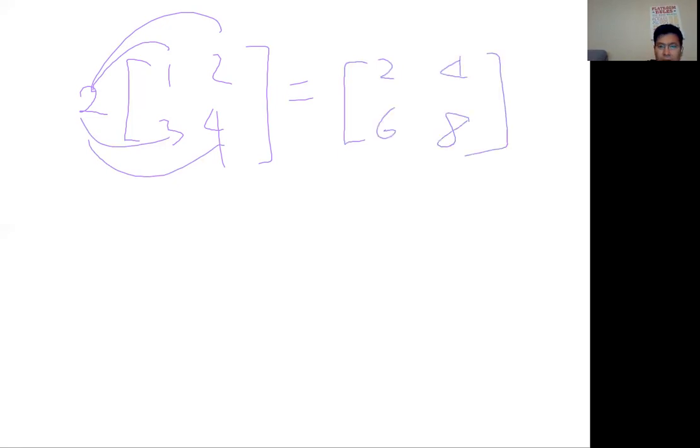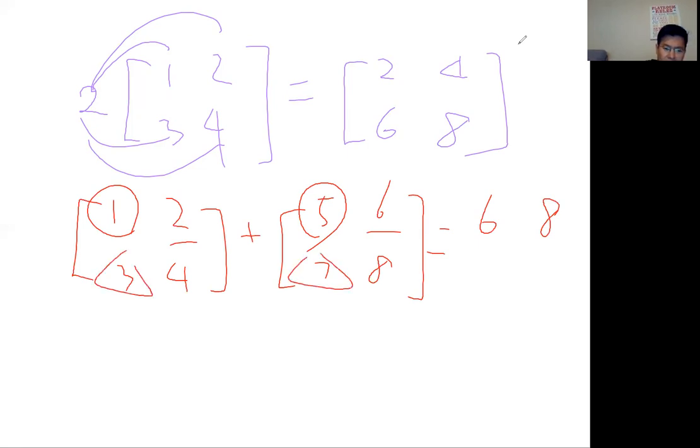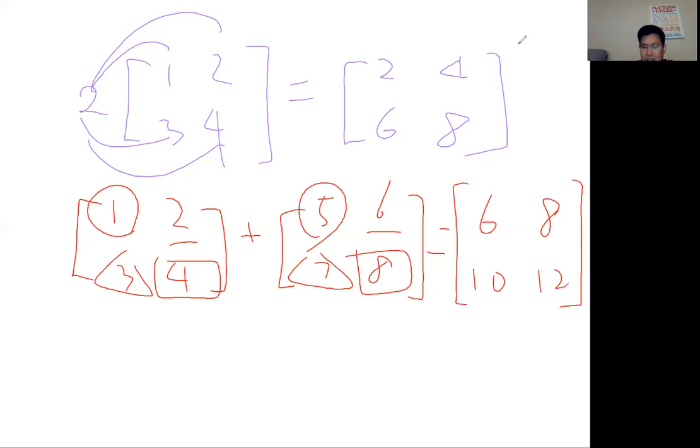Simple. And then for addition, let's say 1, 2, 3, 4 plus 5, 6, 7, 8, you don't do much. You just add the same positions. 1 plus 5 is 6, 2 plus 6 is 8, 3 plus 7 is 10, 4 plus 8 is 12. That's it. Nothing fancy, nothing special.